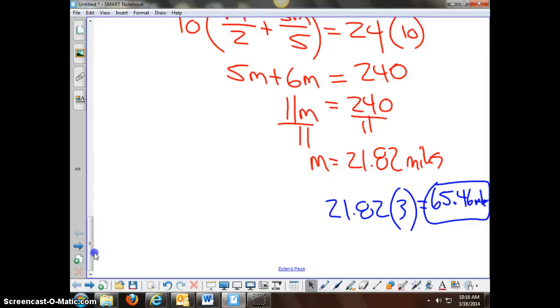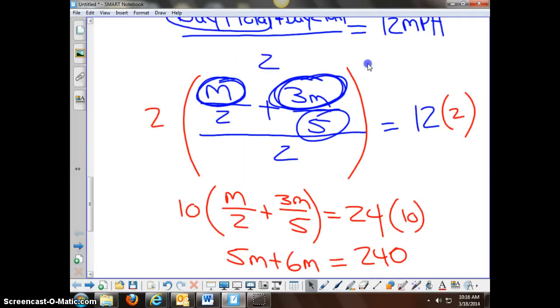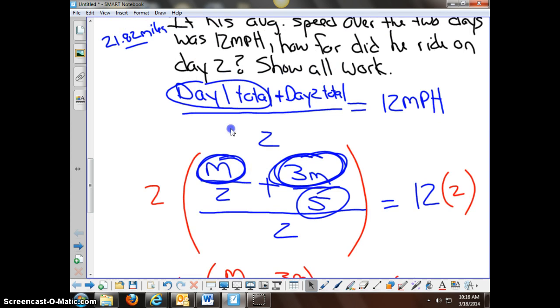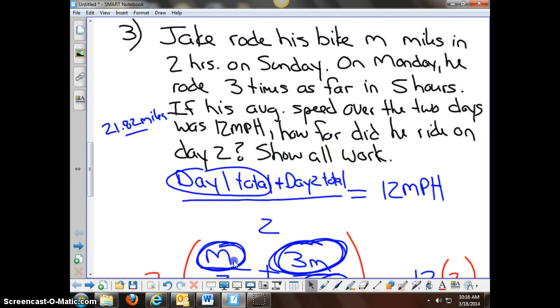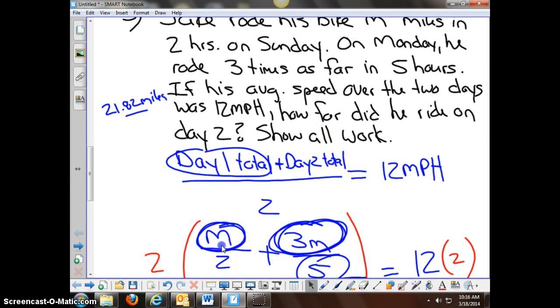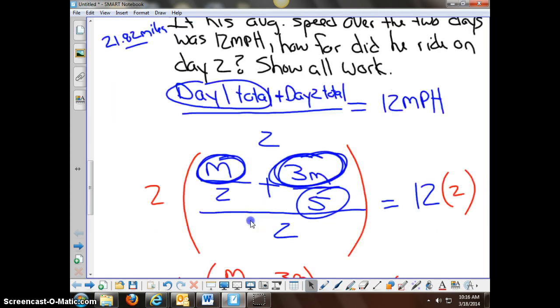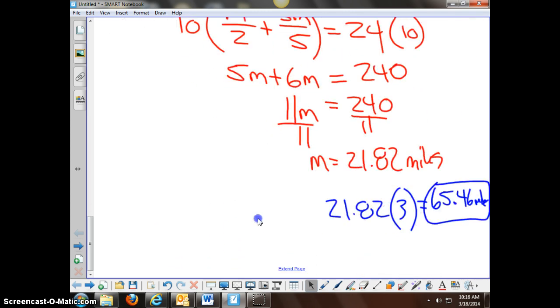To me, the tricky part, as you can see by our confusion at the end there, was answering the question. And what did m really represent? So going back in the problem, we realized that m represents how many miles he rode on day number 1. And that's really what we were solving for, so that we could answer the ultimate question.